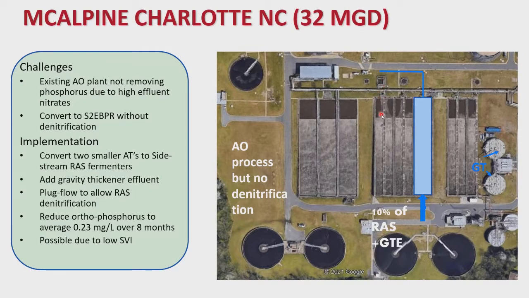But because of the low SVIs we're getting, the SVI of those plants running around about 50 milliliters per gram, it was possible to take out these aeration zones and not derate the plant at all. We can still run it because we get very good SVIs. Next slide, please.